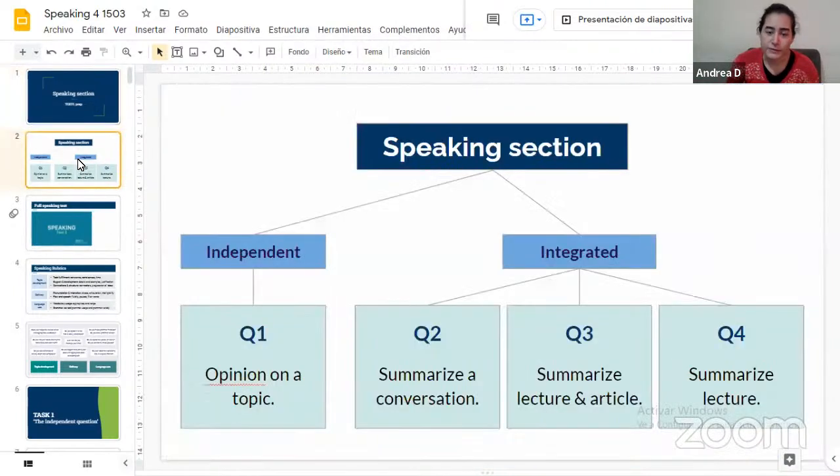Anybody here remembers how many tasks we had in the speaking? Maybe you, Shamir, that you were here before? Maybe 4. Yes, we have 4 tasks. So we have 4 tasks in the speaking section, and today we're going to be working on the last one, on task 4.